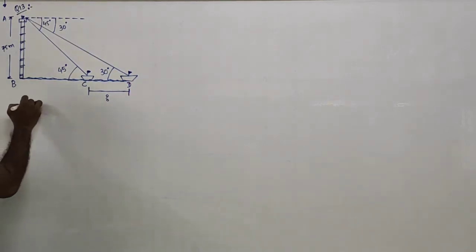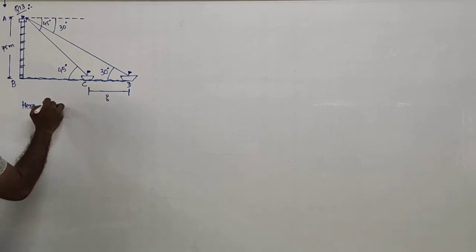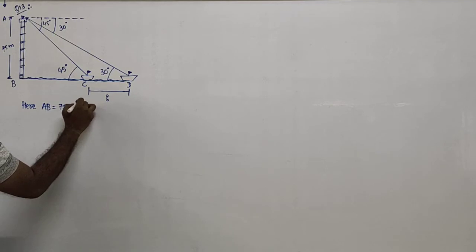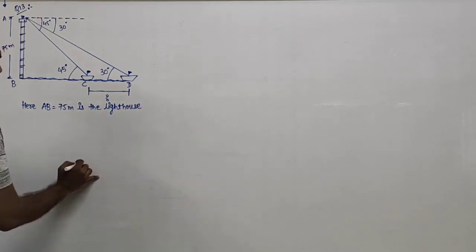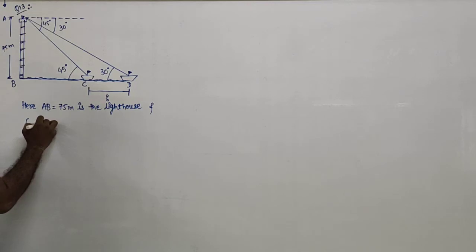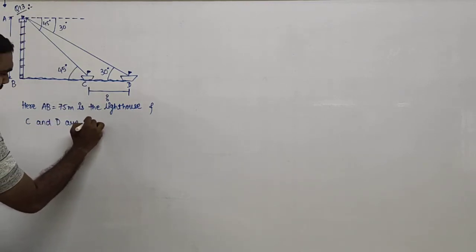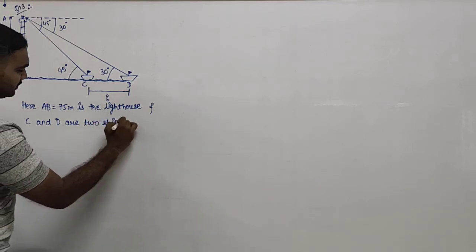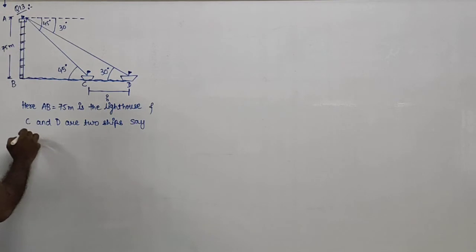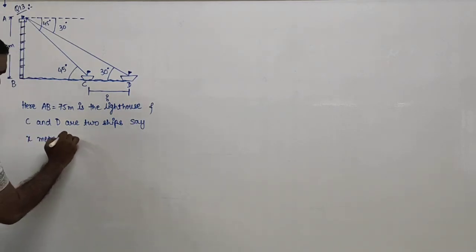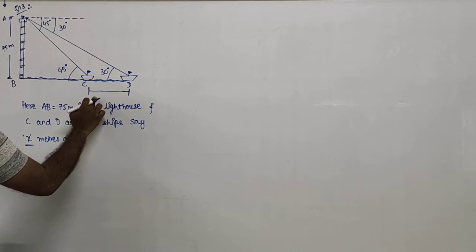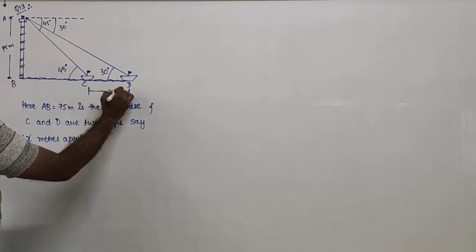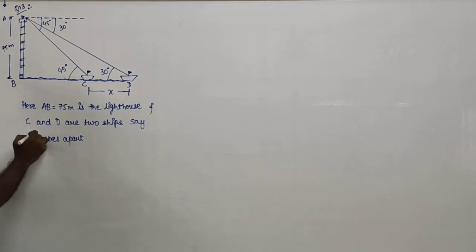So here AB is the lighthouse and C and D are two ships, say X meters apart. Right? That means we have assumed that the distance between these two ships is X meters. Right? Let us say the distance between the two ships is X meter.